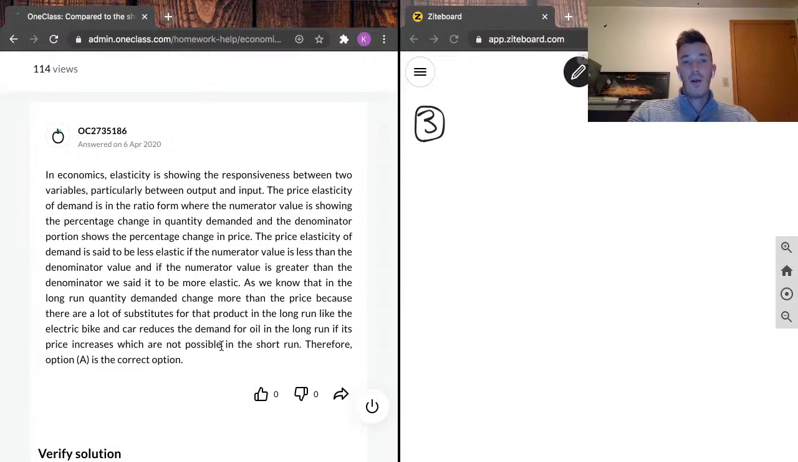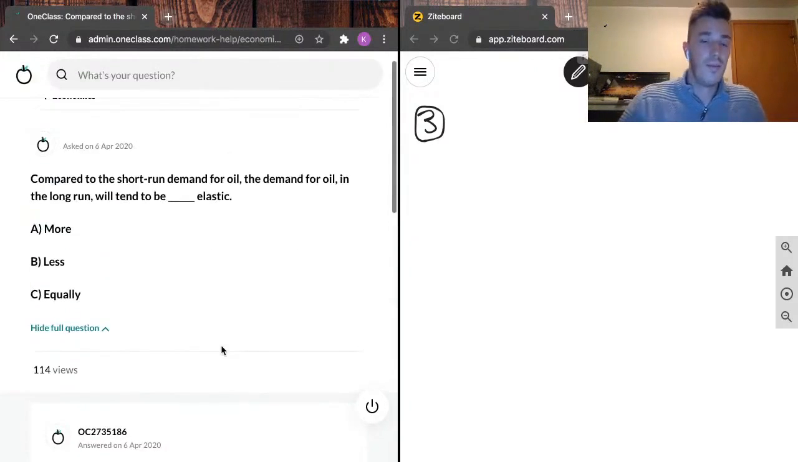As we know that in the long run, quantity demanded changes more than the price because there are a lot of substitutes for that product in the long run, like the electric bike, electric car, and this reduces the demand for oil in the long run. Price increases, which are not possible in the short run. Therefore, option A is the correct option. Option A states that compared to the short run demand for oil, the demand for oil in the long run will tend to be more elastic.